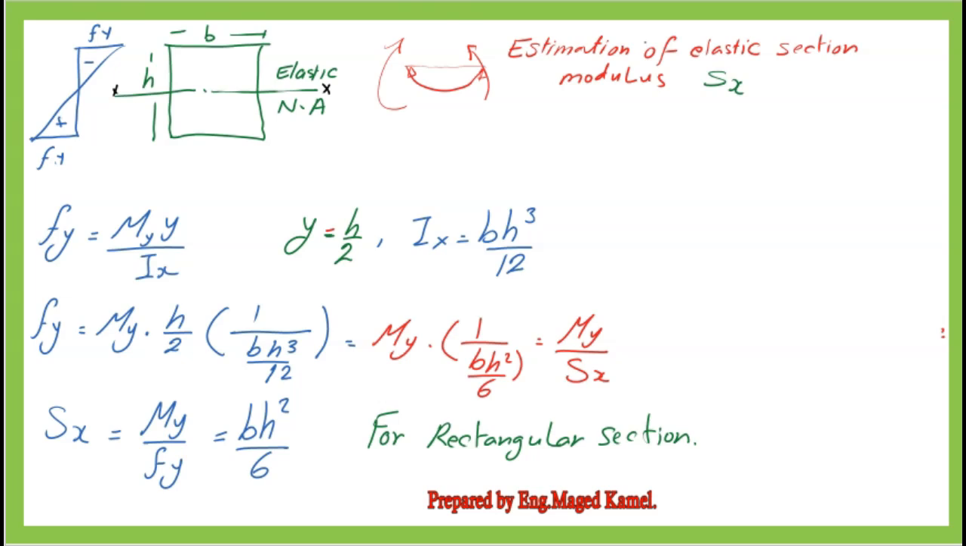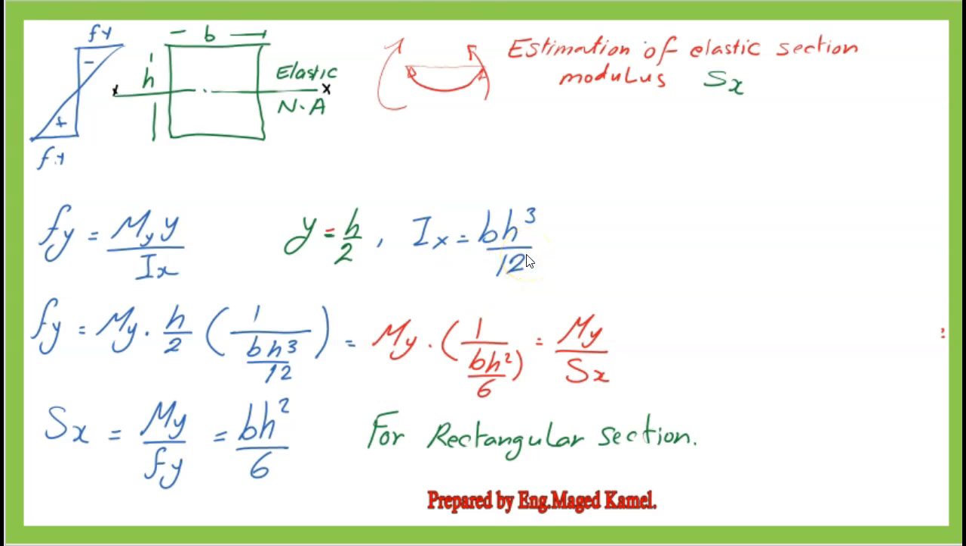The stress at a yielding moment for a rectangular section of dimension B by H was estimated as F equal to M sub y times y over Ix, where M sub y is the yielding moment about the x-axis, and y is the distance from the elastic neutral axis to any fiber. The maximum F value will be reached when y equals h over 2, where h is the overall height of the section, and will be equal to F sub y. Ix is the moment of inertia about the x-axis.